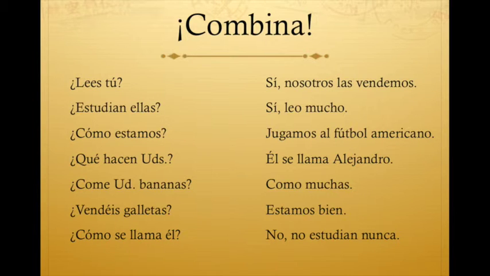Yes, we sell them. And then finally, ¿cómo se llama él? What is his name? Or what does he call himself? He calls himself Alejandro. Él se llama Alejandro.